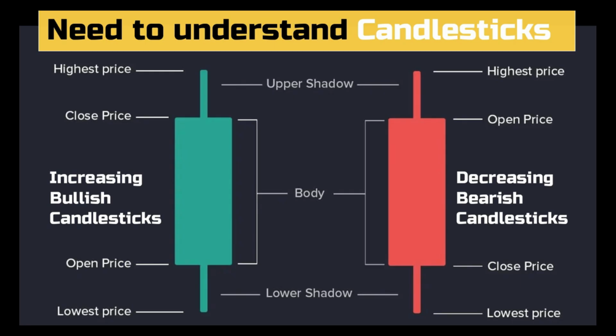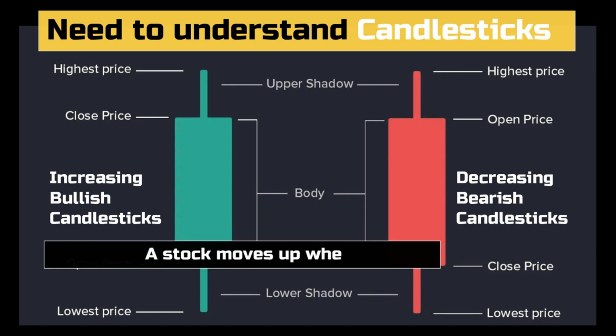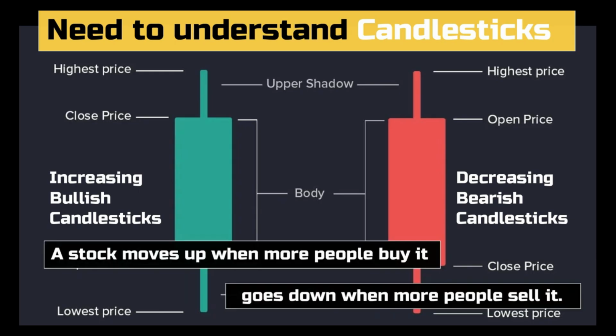A bullish green candle means the price is going up, more buyers are stepping in. A bearish red candle means the price is going down, sellers are in control. Simple, right? A stock moves up when more people buy it and goes down when more people sell it.